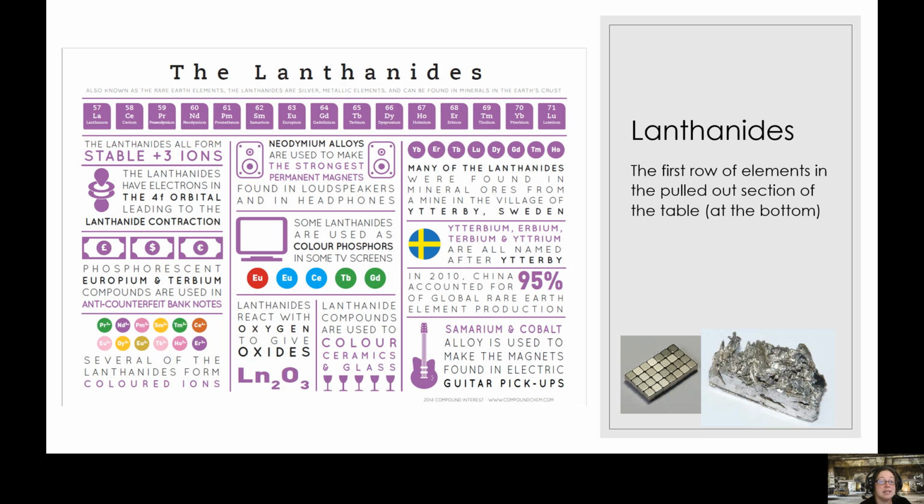So now we've got the lanthanides. The lanthanides are the first row of elements of the pulled out section at the bottom of your periodic table. These include things like neodymium and ytterbium. Some of these are radioactive, some of them are not. Several of the lanthanides form colored ions, which is really cool. But we don't actually deal with these a lot in chemistry, which is why there's not a lot of info on here, but I want you to know what they are.